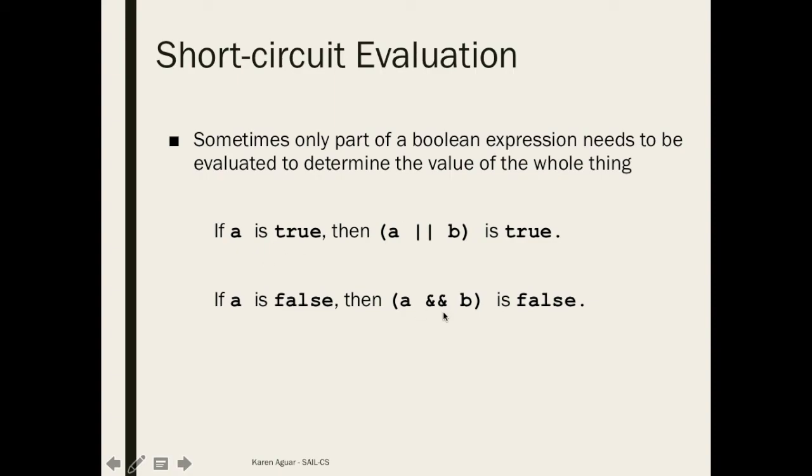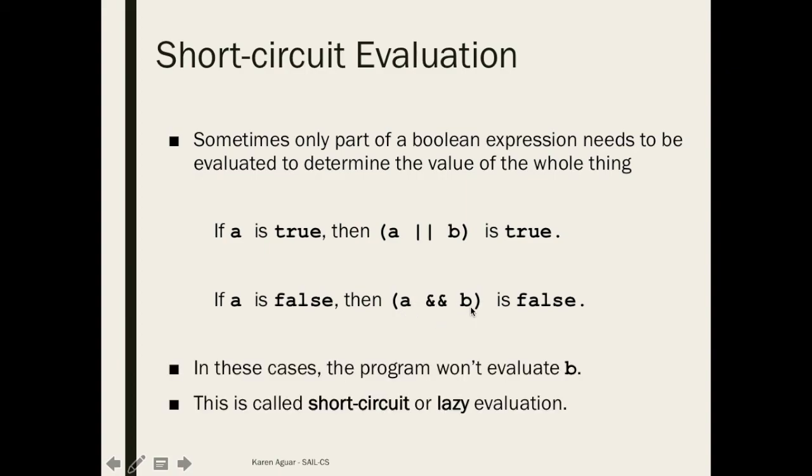We have this AND operator, and we know that both have to be true in order for the entire thing to be true. So if the computer sees that A is false, then it doesn't matter what B is. The entire thing is going to be false, so it skips it. So in both of these cases, the program won't evaluate B or whatever's on the right-hand side of these compound operators. This is called short circuit or lazy evaluation.